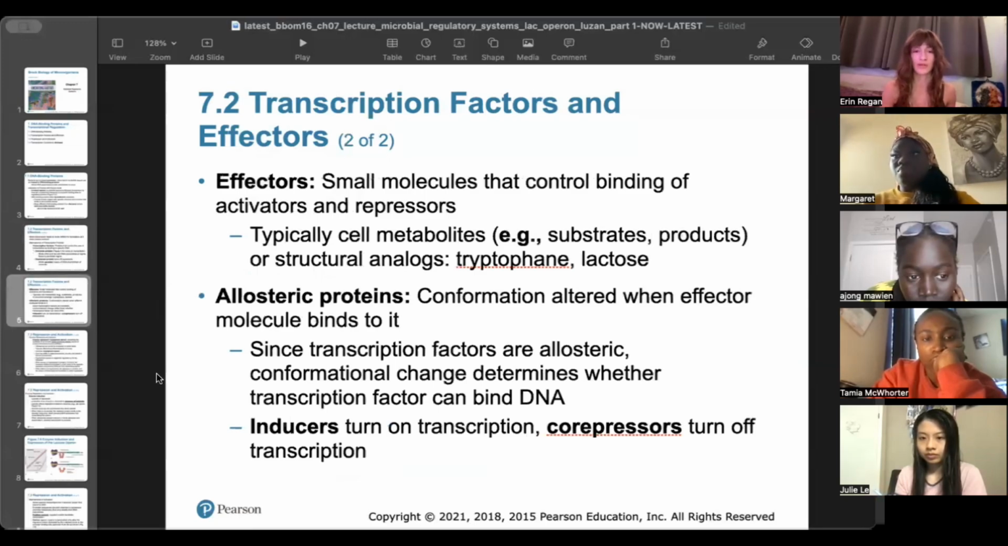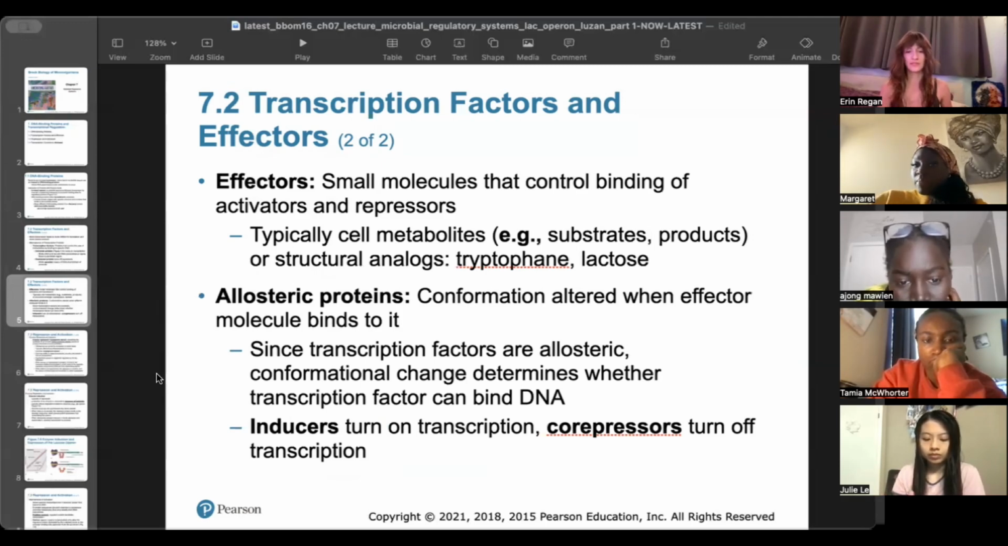Effectors are small molecules that control the binding of activators and repressors. Typically, cell metabolites such as substrates and products, or structural analogs like tryptophan or lactose. Allosteric proteins have their conformation altered when effector molecules bind to them. Since transcription factors are allosteric, conformational change determines whether transcription factors can bind to the DNA. Inducers turn on transcription and co-repressors turn off transcription.